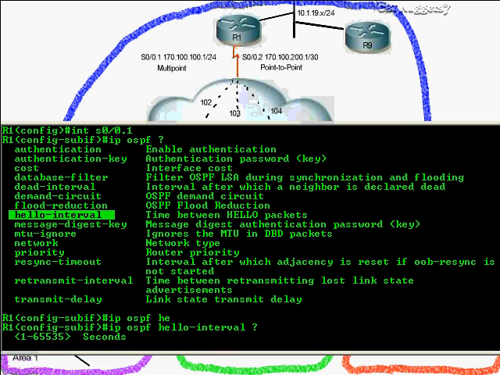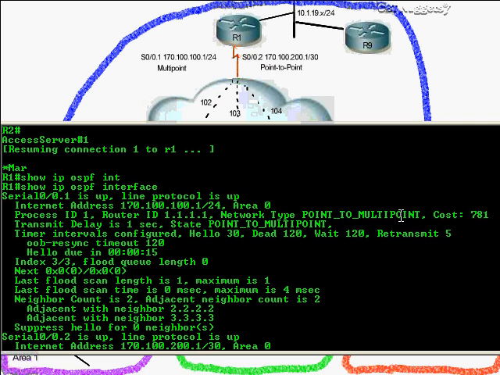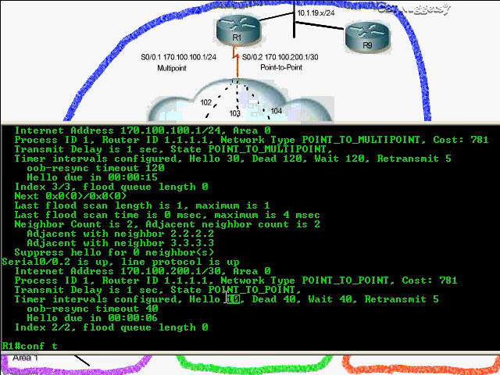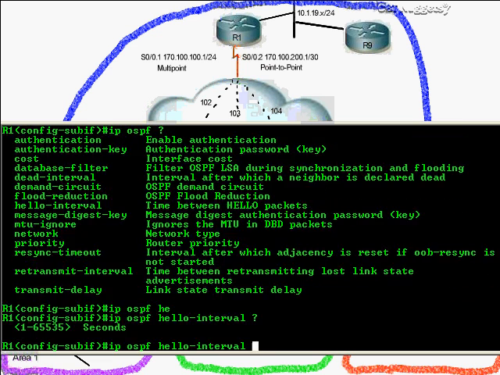So let me scroll back up. We have a point to multipoint on router 1. If we are on router 2 and router 3 and we want to manually make that hello interval, which on them would be 10 seconds, we want to tweak it to be 30, right here we would type in under their interface config IP OSPF hello interval followed by the number of seconds.